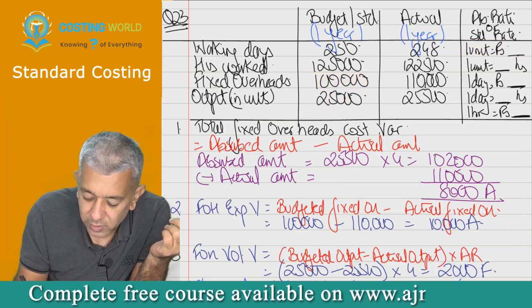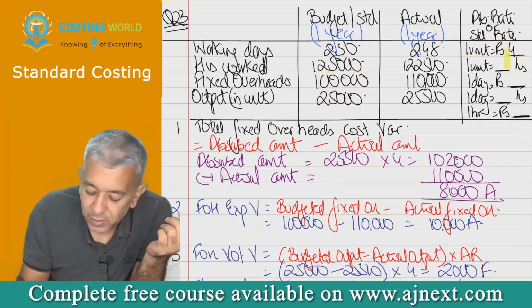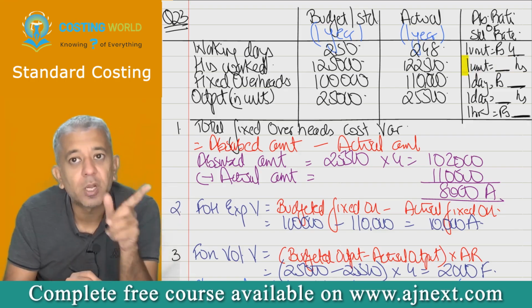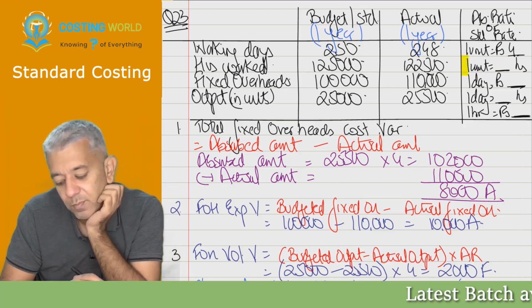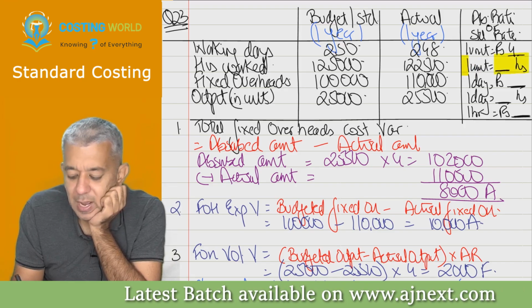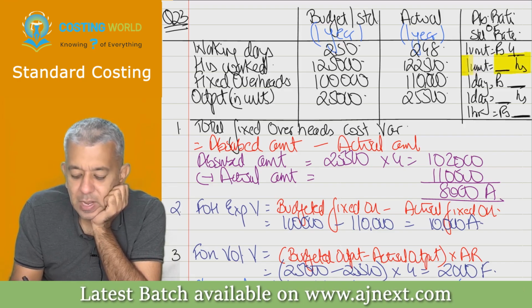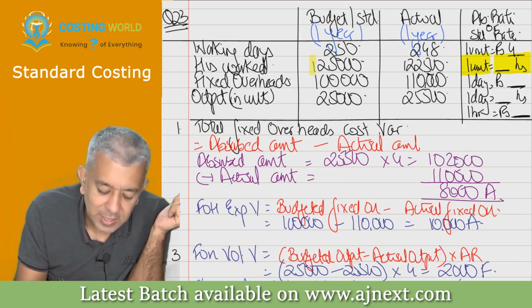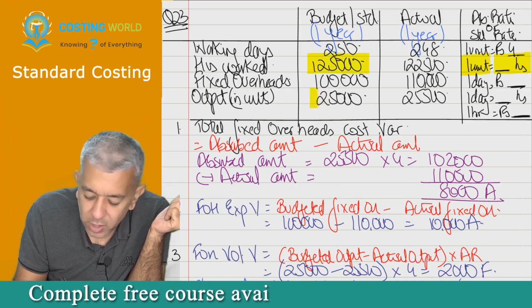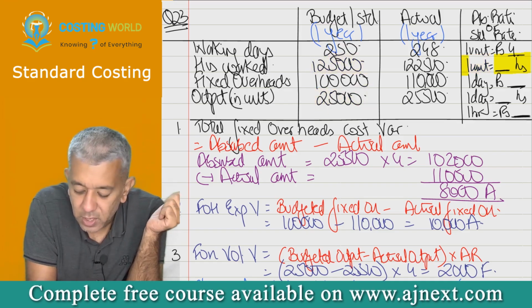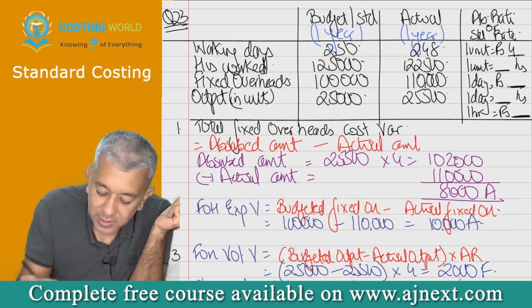So rupees figure divided by units figure, in this case you will get 4 rupees. 1 unit is equal to how many hours? You will tell me what upon what. Hours divided by units. Hours is 1,25,000. Units are 25,000. So right hand side upon left hand side. This will give you 5 hours.